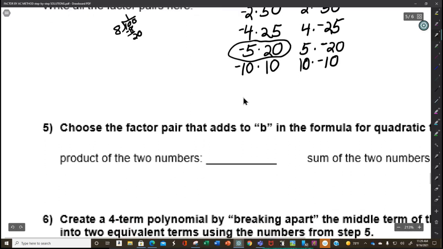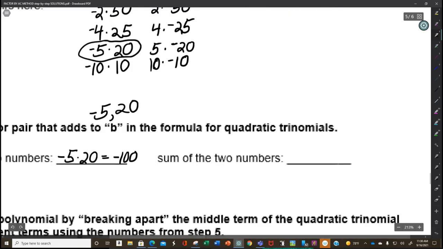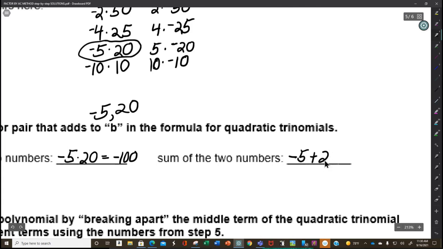Sorry. So my two numbers are going to be negative 5 and 20. Now to check myself, the product of the two numbers, negative 5 times 20, is negative 100. Yes, you've done it before, but it's so good to check. And the sum, negative 5 plus 20 equals positive 15. Ta-da! This is what we're looking for.